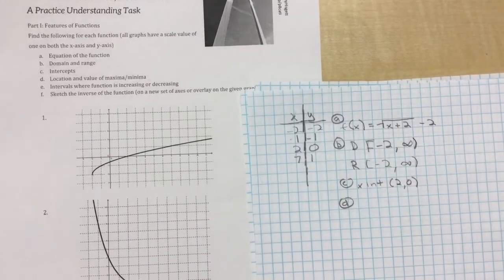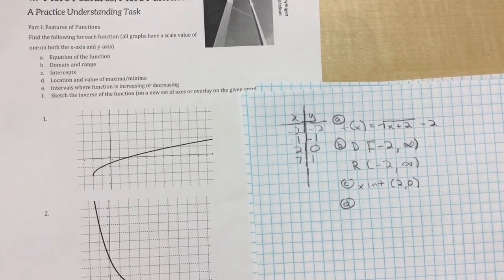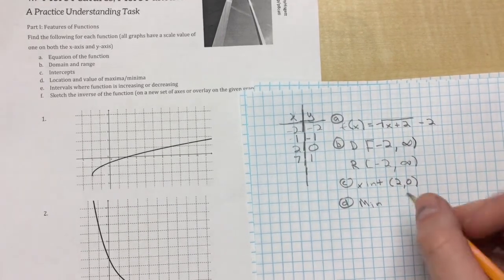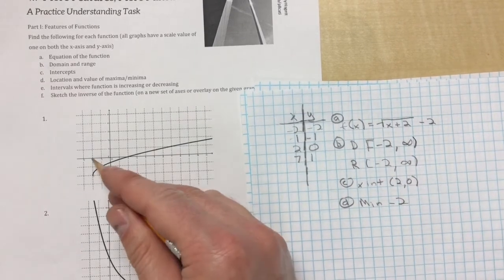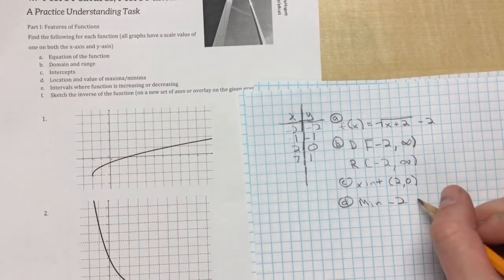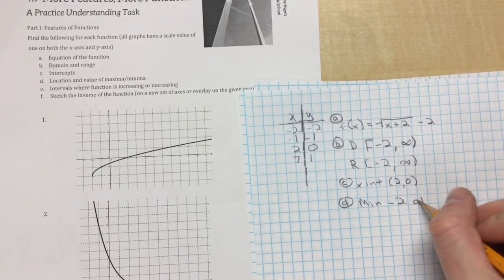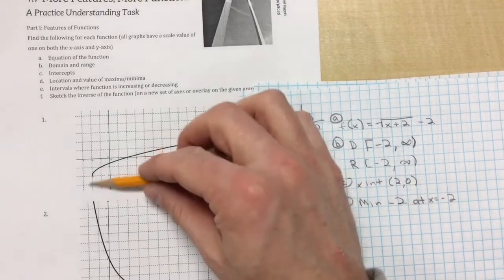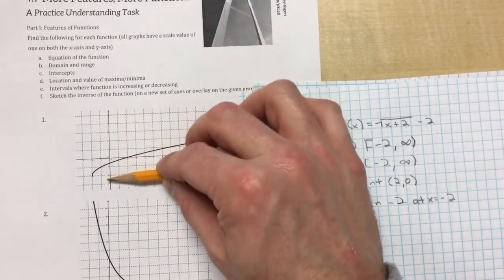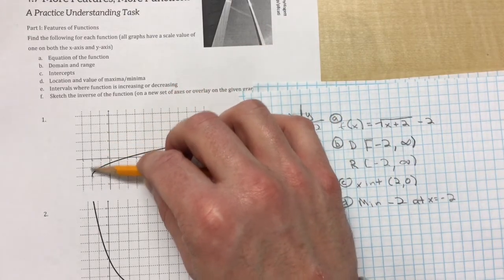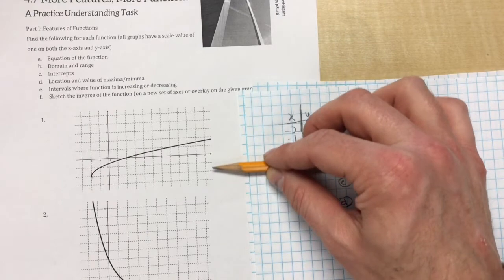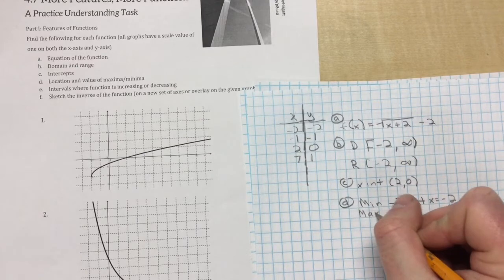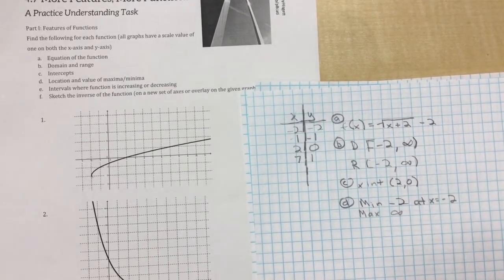And then I have D, the location of the minima and the maxima. So the minimum is going to be -2 for y, and to be most specific, I would say it is -2 at x equals -2. So actually the minimum this way coming up is -2 here, where also x equals -2. And then the maximum, it continues to rise forever. So the maximum for this graph is infinity.